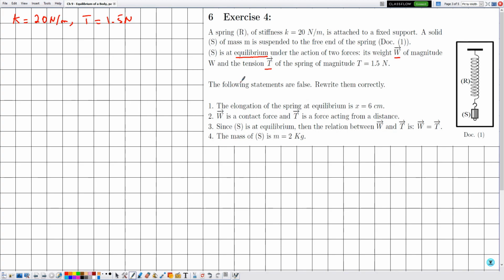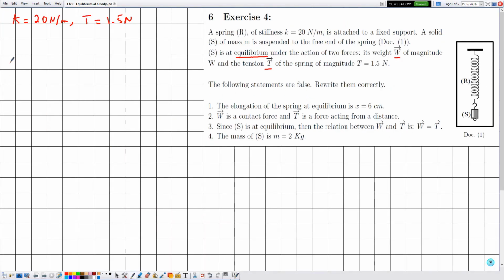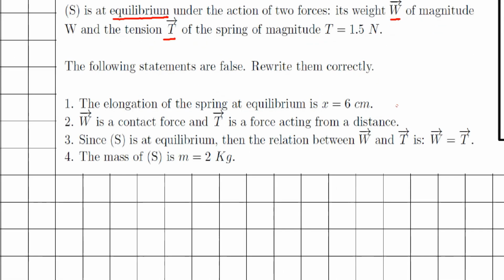Now they are telling us the following statements are false. So all of these statements are false: false, false, false, and false. We need to rewrite them correctly. Then let's start with number 1. They are telling us the elongation of the spring at equilibrium is given by X equal to 6 centimeters.